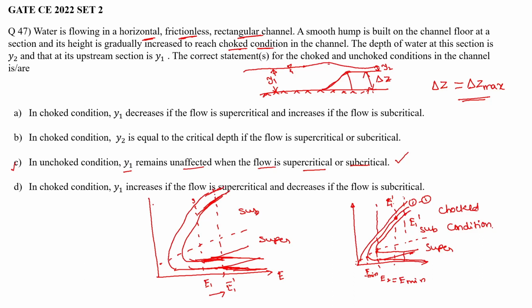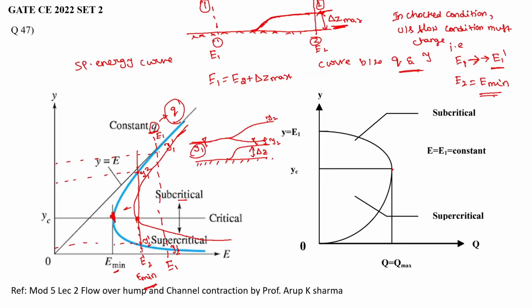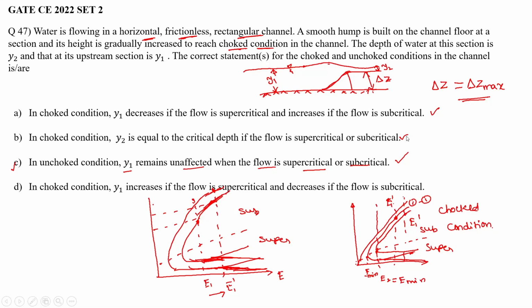Whereas in subcritical, the depth will increase. So let's say here it will be here, but for the E1 the depth is here. So option A is also correct. In a choked condition, y2 is equal to critical depth, if the flow is supercritical or subcritical. As I have mentioned, in the choked condition your upstream flow condition must change such that E1 becomes E1 dash and E2 becomes E minimum, and E minimum corresponds to the critical state of flow. So this option is also correct.